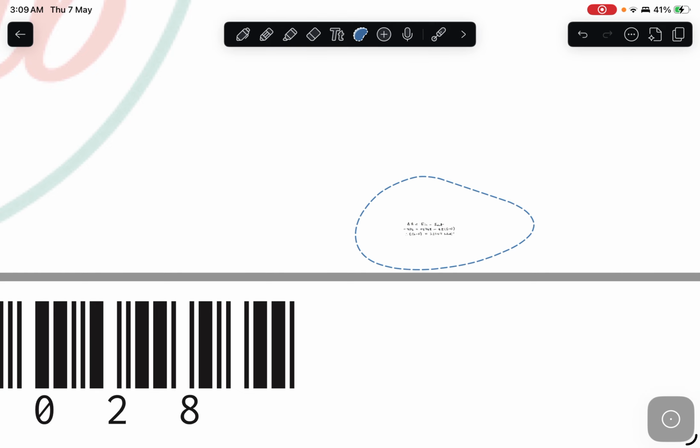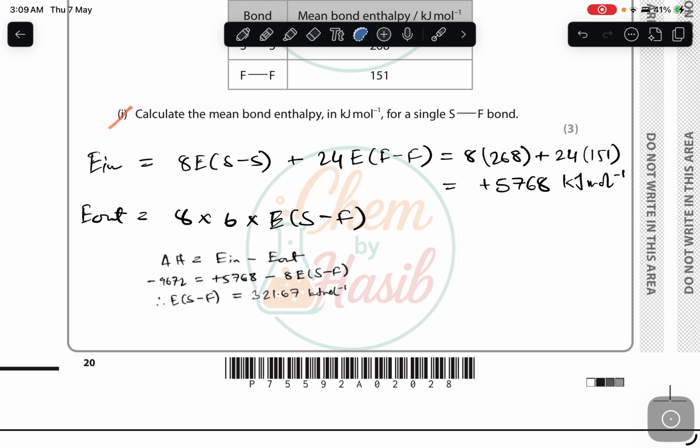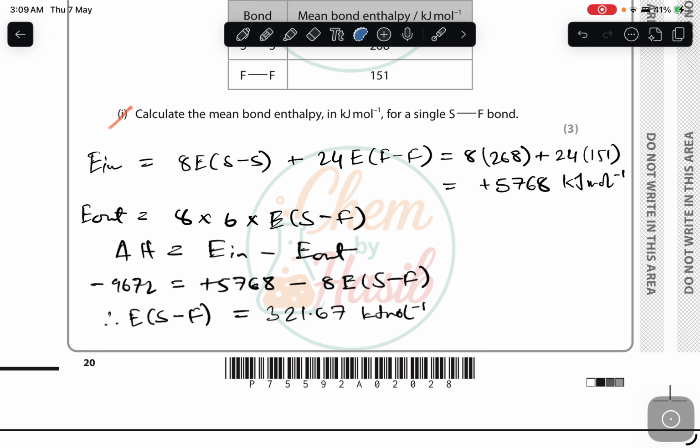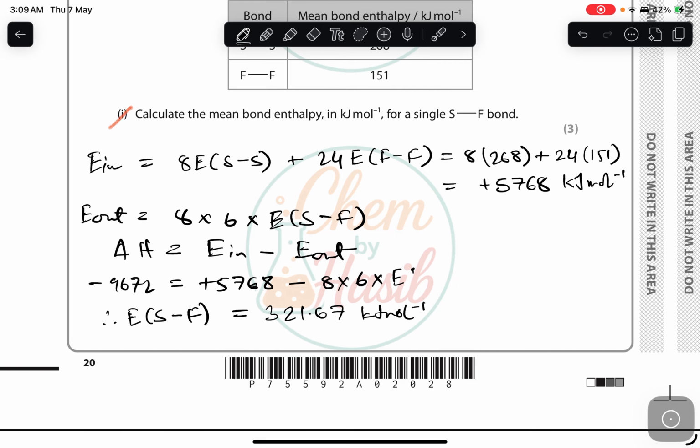Use the formula E in minus E out. Let me show you the answer. So delta H will be equal to E in minus E out. A small mistake here, sorry, my bad. So this would be 8 into 6 multiplied by the bond enthalpy of SF. And if you calculate, the answer is found to be 3 to 1.67 kilojoules per mole.